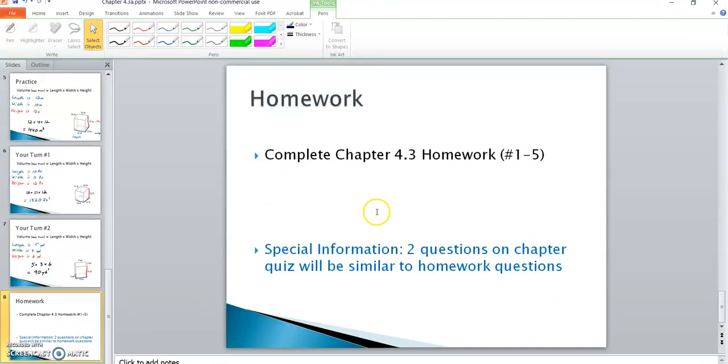Alright, so now you're ready to complete your chapter 4.3 homework, and you're going to be working on questions 1, 2, 3, 4, and 5. And just like previous sections, 2 questions on the chapter quiz will be similar to the homework questions.